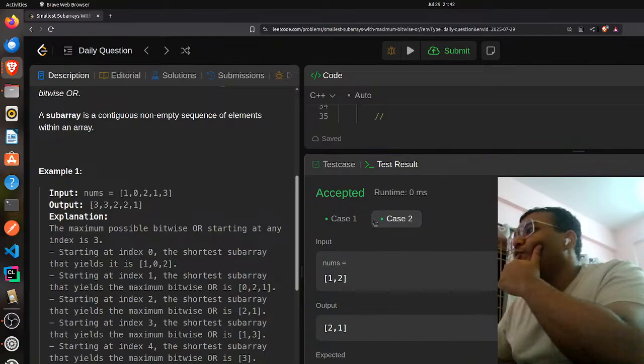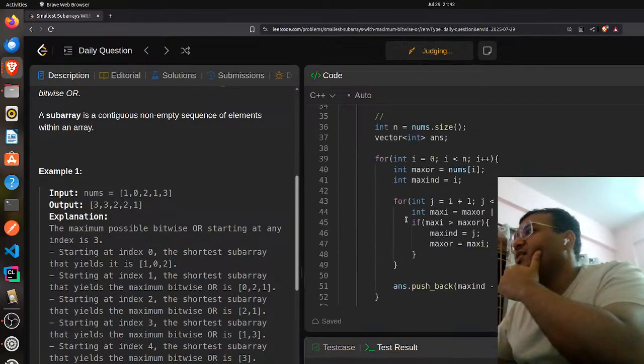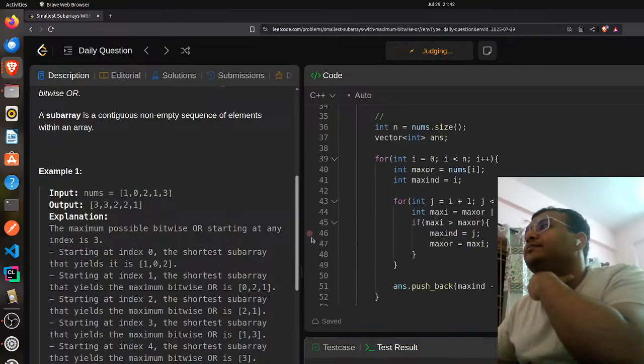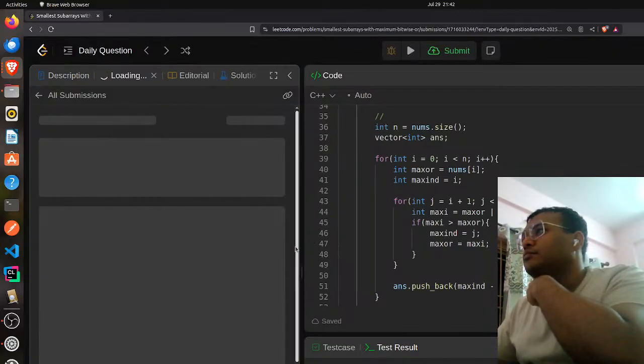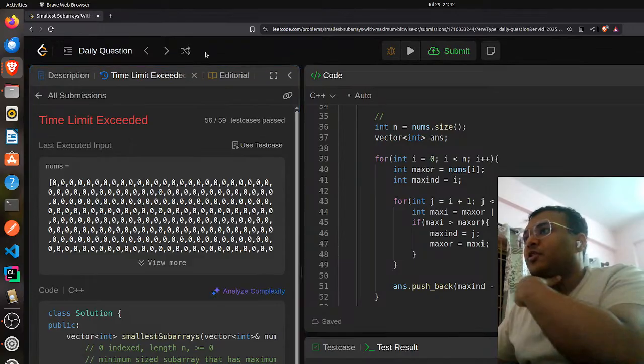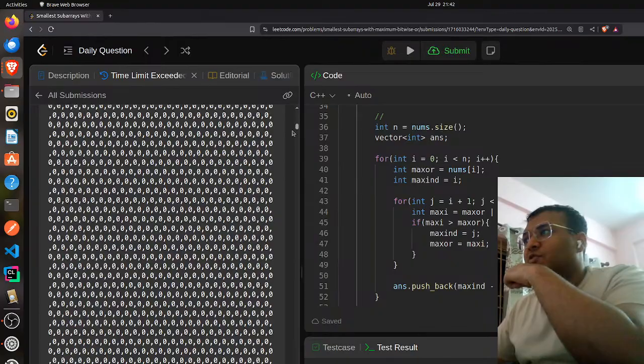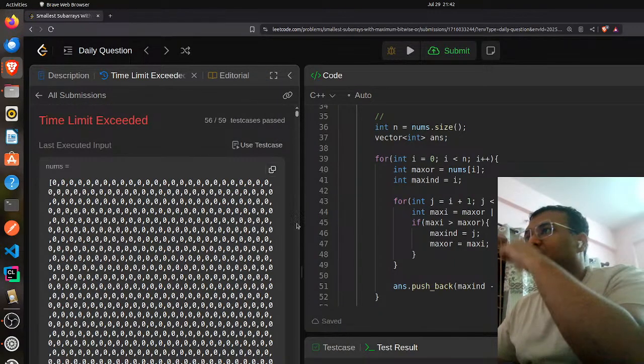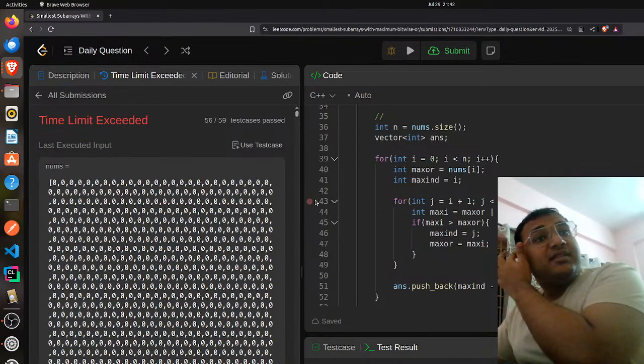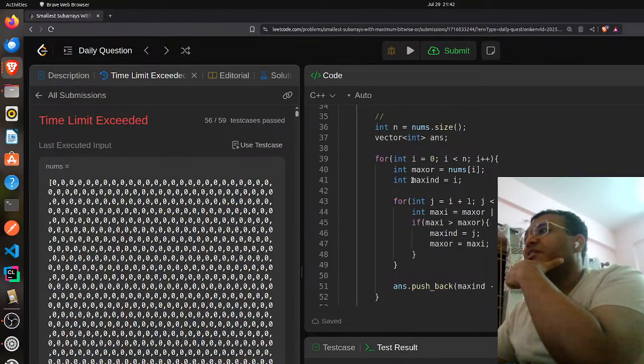Okay, so the brute force is working, it seems. Let's try to submit it. Okay, so as I was expecting, the brute force is O(n squared). It is passing 56 out of 59 test cases, but there needs to be some better method to solve this.